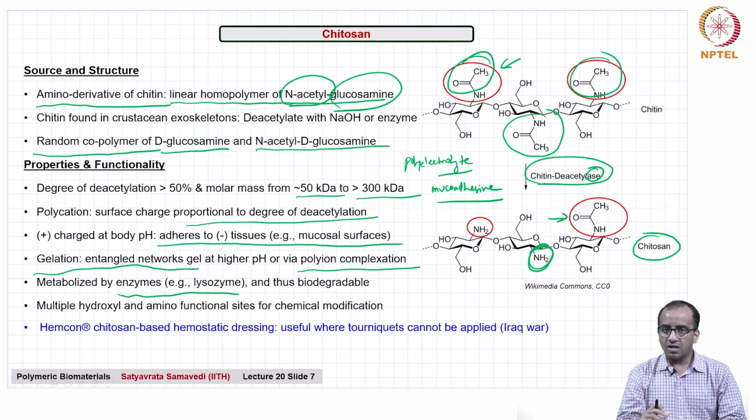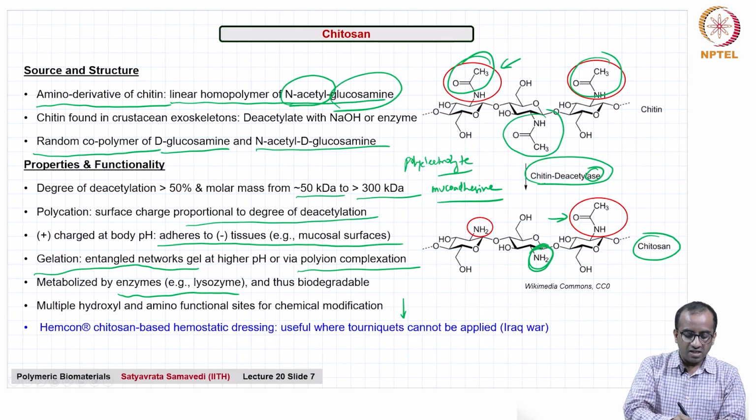Now, you can functionalize chitosan further by using these functional groups as starting points for attaching other kinds of molecules. If you want to attach proteins, if you want to attach peptides, all of that can be done through some very simple click chemistry kind of approaches based on the presence of these kinds of functional groups that can further be modified. And one very important application of chitosan based materials is in hemostatic dressings.